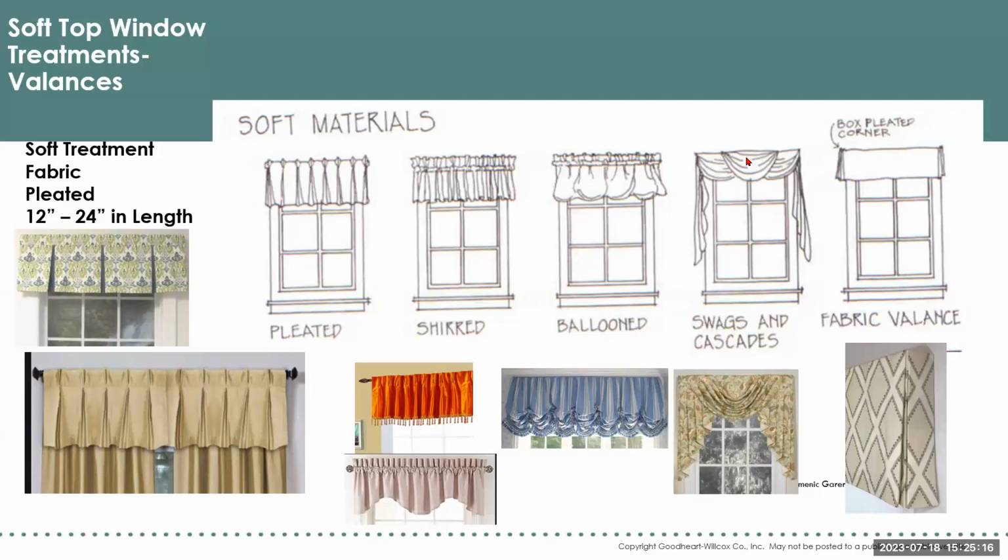Now, swags and cascades are more formal, and they give a nice, interesting, graceful topper to a window. So you see the cascades kind of drip to the side. You can have several swags, depending on how long the window is. Here's a fabric valance that just has a little box pleat on the top, which is a very tailored little pleat, and it wraps around the space. It's very simple, but it really tops off that window nicely.